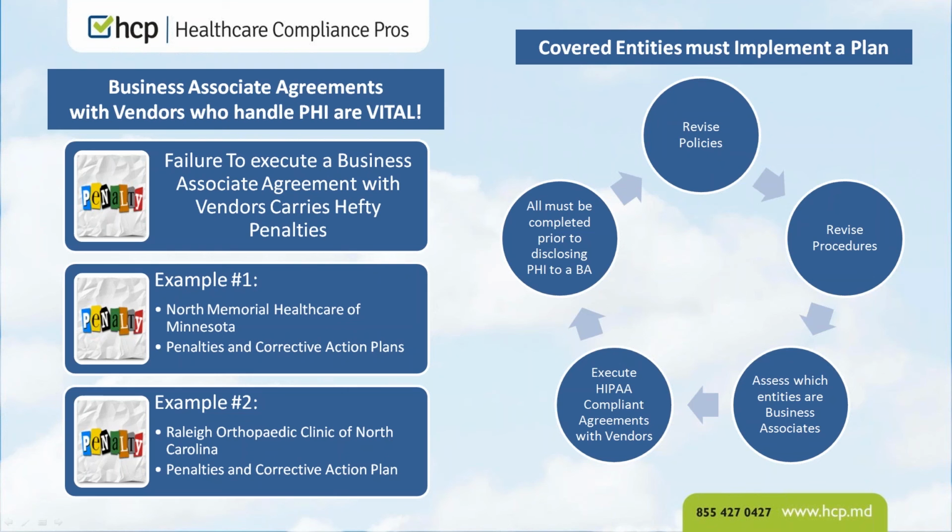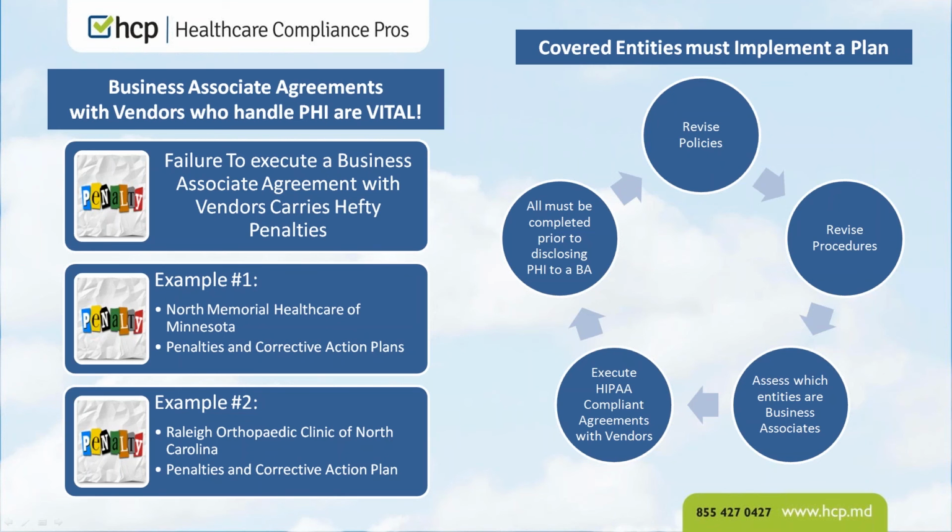The other settlement we'd like to talk about was Raleigh Orthopedic Clinic of North Carolina. Their penalties and corrective action plan were not quite as significant, but fairly close. It was $750,000, which is quite a bit, to settle for approximately 17,300 patients. And this was interesting because with this one, it was a potential business partner that was provided the information, but there wasn't a BA agreement in place first.